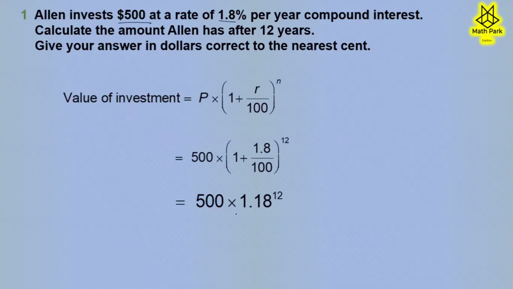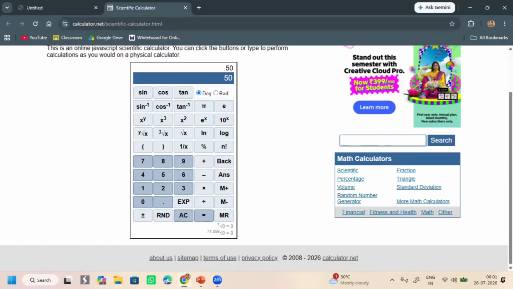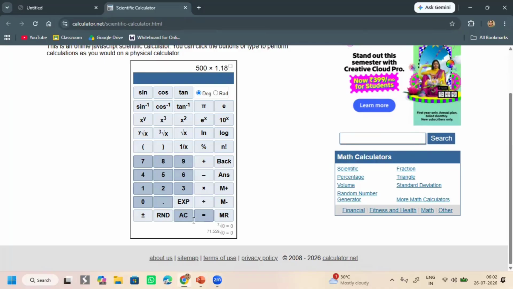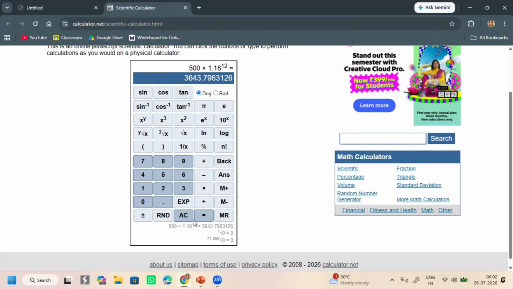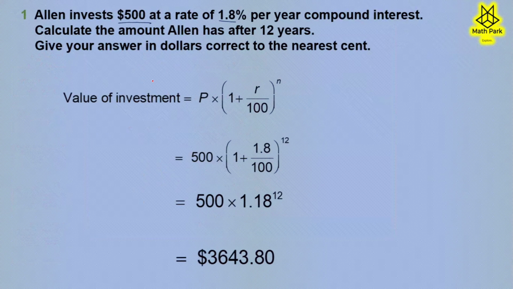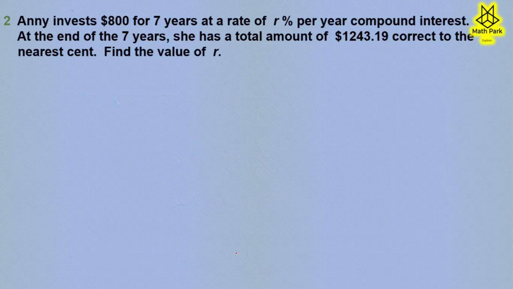So let's use our calculator and find the answer for this. So we have 500 times 1.018 raised to 12, and we get the answer as 3643.79. So this is how the amount that Alan gets after 12 years is $3,643.80, correct to the nearest cent. Got it? Moving to the next question.